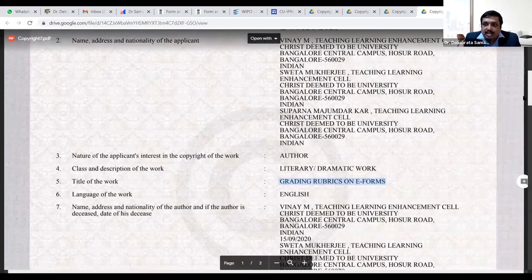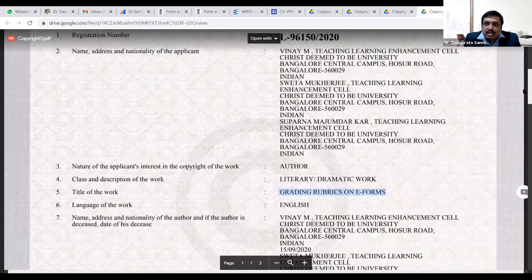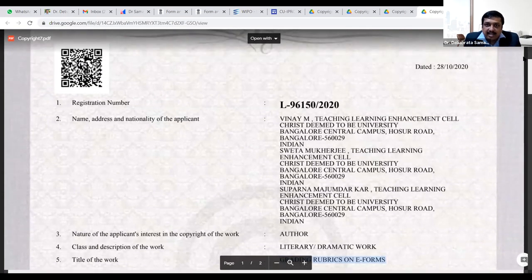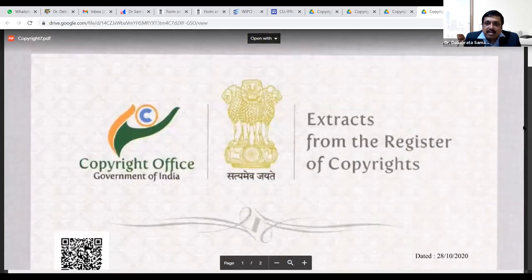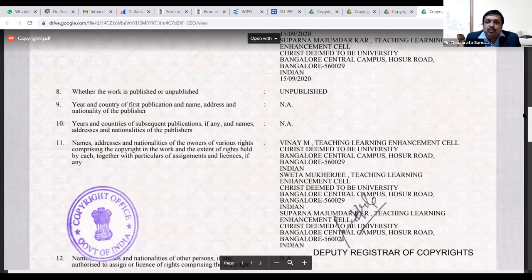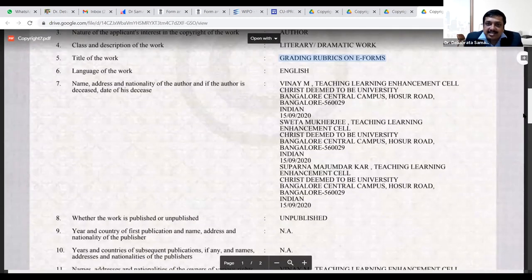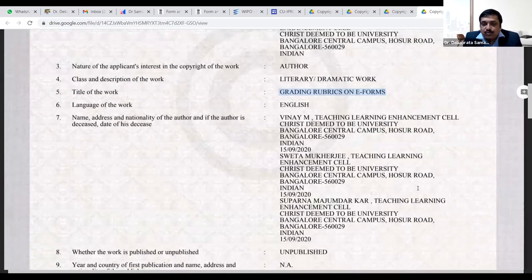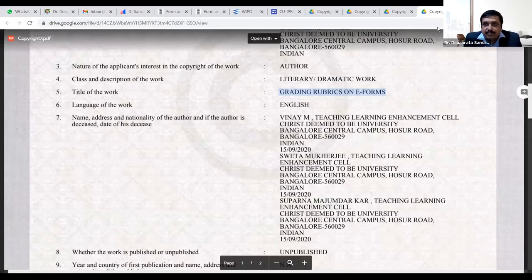In my current college, there is a TLE department, the Teaching Learning Enhancement Cell. They applied for a copyright on how Google Classroom or Google activity is used for class notes, assignments, marks distribution, grouping concepts, group discussions, and how you can design rubrics forms. That also you can go for copyright.